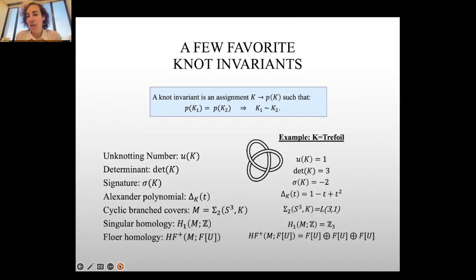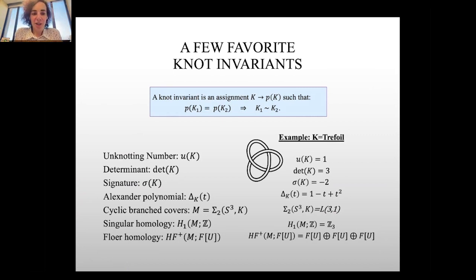I'll mention lots of different knot invariants in this talk, but some of my favorite knot invariants are going to make appearances. So all knot invariants are, of course, assignments of some mathematical object to a knot, such that if you evaluate that object or quantity and see that they're the same for K1 and K2, that implies that K1 had to be... I think I've made a little typo in this slide, so ignore that. But let me just mention my favorite invariants.